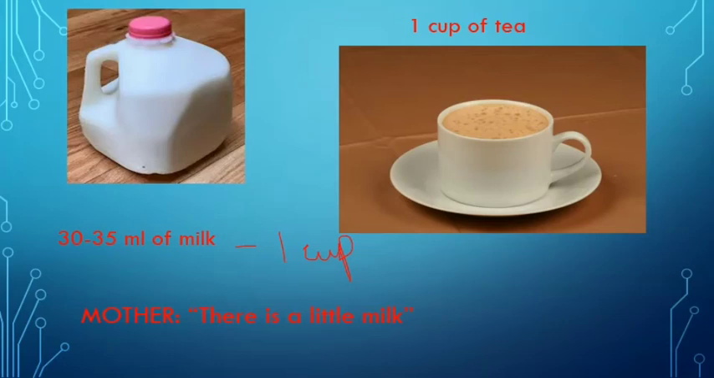Here you have 30 to 35 ml of milk, but you cannot make 3 cups of tea. So that is here you are saying that it is a little milk. You have a little milk to make 3 cups of tea. So your mother says there is a little milk. So your father understood that he cannot get 3 cups of tea.